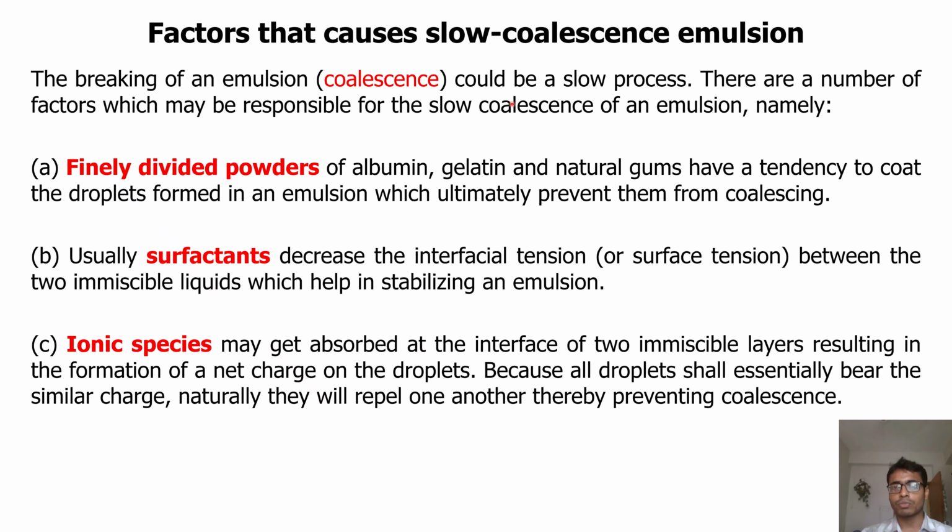The breaking of an emulsion could be a slow process. There are a number of factors which may be responsible for the slow coalescence of an emulsion, namely finely divided powders of albumin, gelatin, natural gums have a tendency to coat the droplets formed in an emulsion, which ultimately prevents them from coalescing. Surfactants decrease the interfacial tension or surface tension between the two immiscible liquids, which helps in stabilizing an emulsion. Then ionic species may get adsorbed at the interface of two immiscible layers, resulting in the formation of net charge on the droplets. Because all droplets shall essentially bear the same small charge, naturally they will repel one another, thereby preventing coalescence.